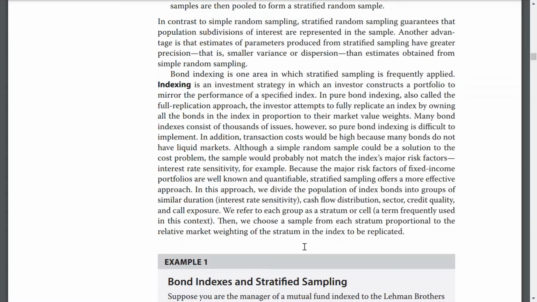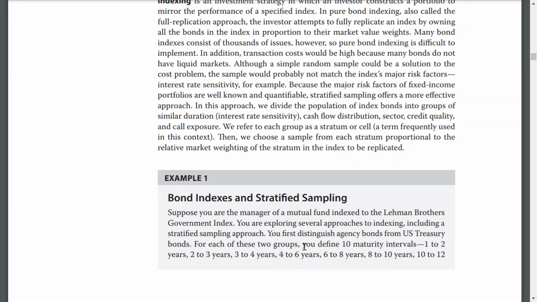In this approach, we divide the population of index bonds into groups of similar duration, interest rate sensitivity, cash flow distribution, sector, credit quality, and call exposure. We refer to each group as a stratum, a term frequently used in this context. Then we choose a sample from each stratum proportional to the relative market weighting of the stratum in the index to be replicated. Example 1, bond index and stratified sampling.